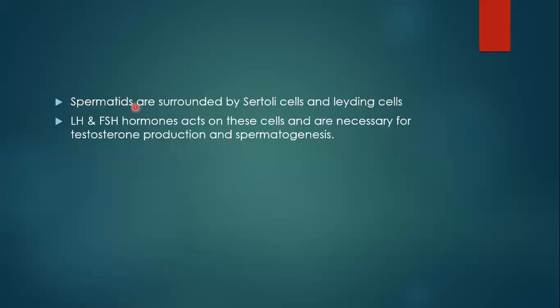The spermatids are surrounded by the supporting cells known as the Sertoli cells and the Leydig cells. Pituitary hormones, LH and FSH, act on these cells and are necessary for the testosterone production and the spermatogenesis.